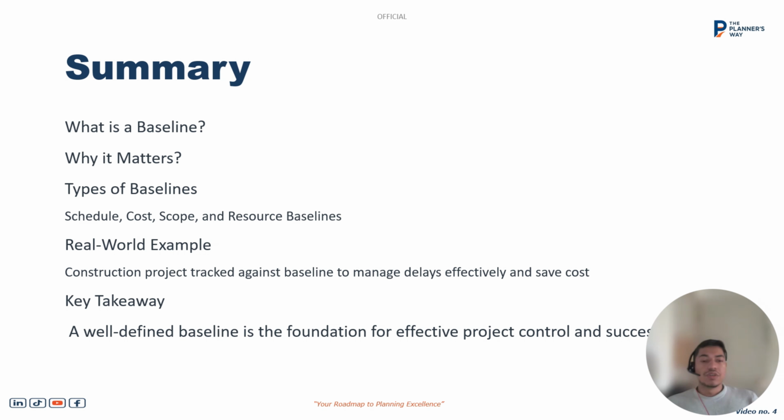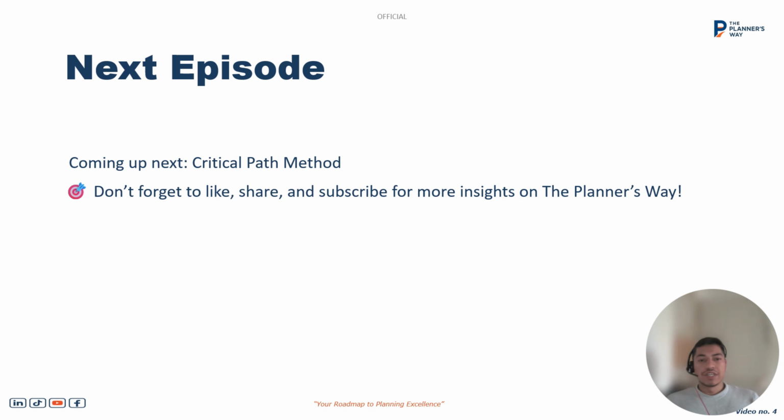To summarize this video, we have covered what a baseline is, why it matters, and what the different types of baselines are. We covered it with one example, where the values are arbitrary, showing how we can efficiently save both cost and time if we have the schedule baseline in place at the start. The key takeaway is that a well-defined baseline is a foundation for effective project control and the success of the project. Our next video in this series will be on critical path method.